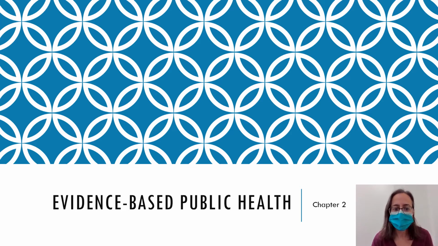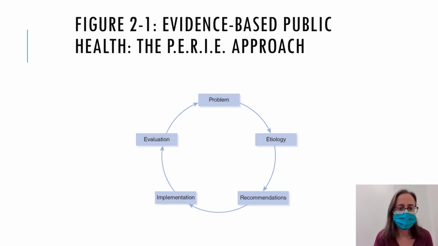We're going to talk about Chapter 2, Evidence-Based Public Health. This whole chapter is organized around the PERIE approach, which is a nice way to think about the different steps in analyzing a public health problem, planning a response, and then evaluating its effectiveness.